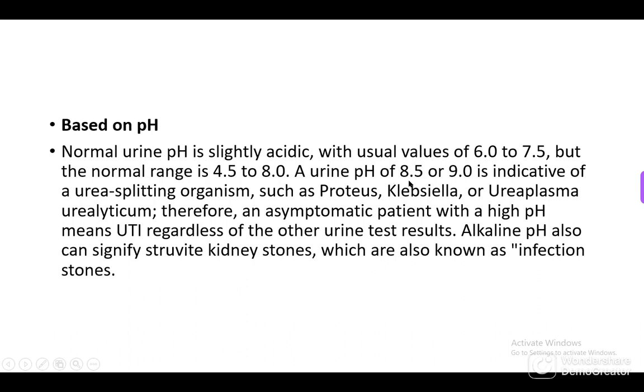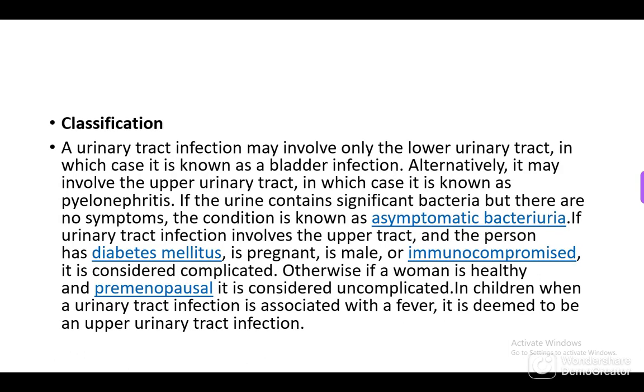If the urine is alkaline, and remember that is a pH of more than 8.5 or more than 8, it is indicative of the disease. If Proteus is associated with stone formation, alkaline pH can signify a struvite stone, an infection stone, that is associated mostly with Proteus, but other urea-splitting organisms can cause it.